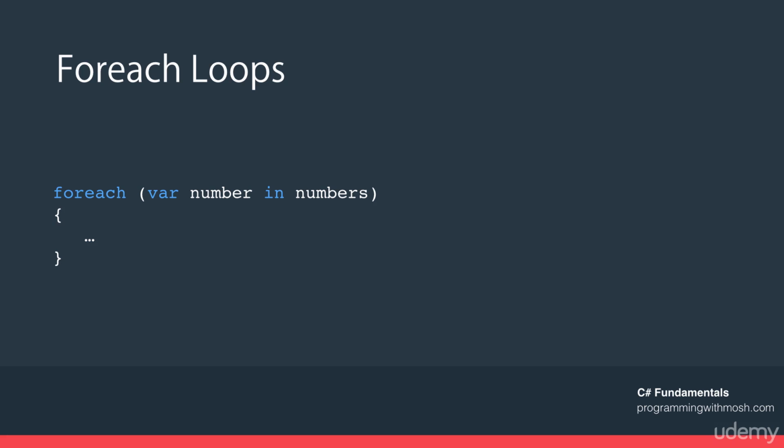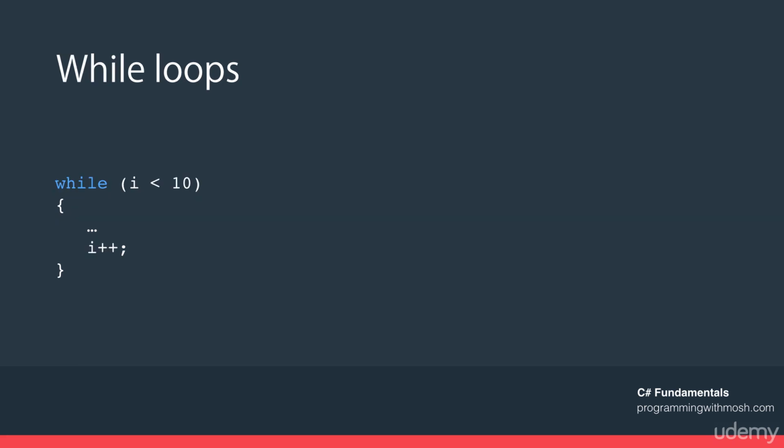In terms of syntax, here is what a foreach block looks like. We have a local or temporary variable, in this case I call it number, and here we have the in keyword, and here is the list or object that we are iterating. So assuming that numbers is an array of integers, in every iteration, number will hold the value in the current element of the array.